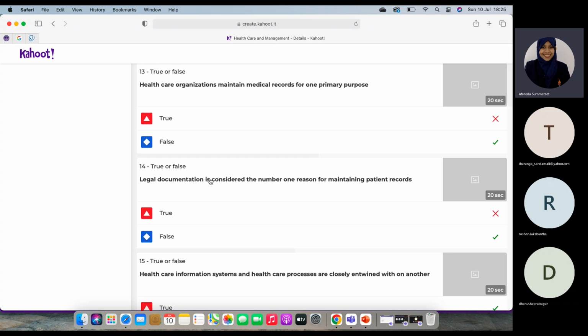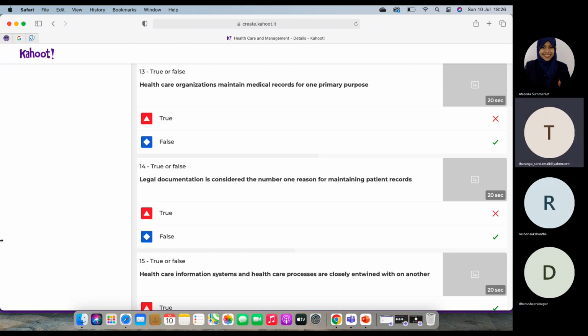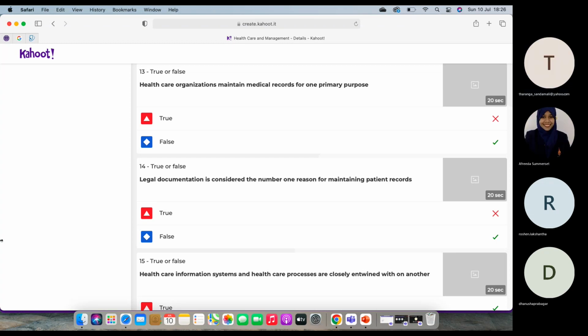And the next one is, legal documentation is considered the number one reason for maintaining patient records. Yes, that is also a false statement. Why do you think it's false, student? Is it only for maintaining the patient's record that you need legal documentation? Why is it false? Can somebody volunteer and answer? We need other information also. Like what? Name and other things are not a legal thing, no?